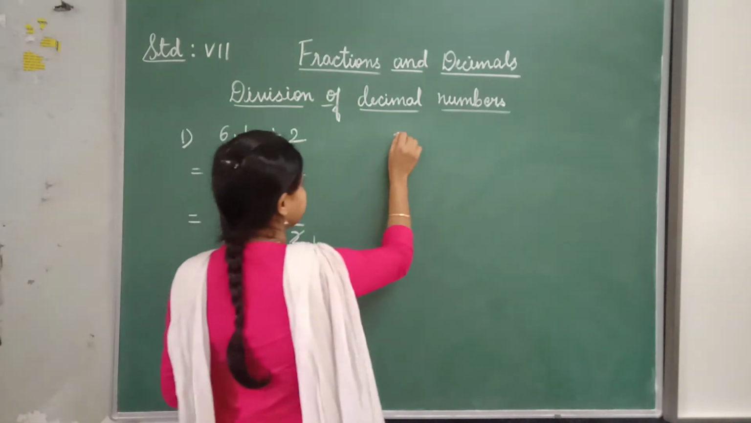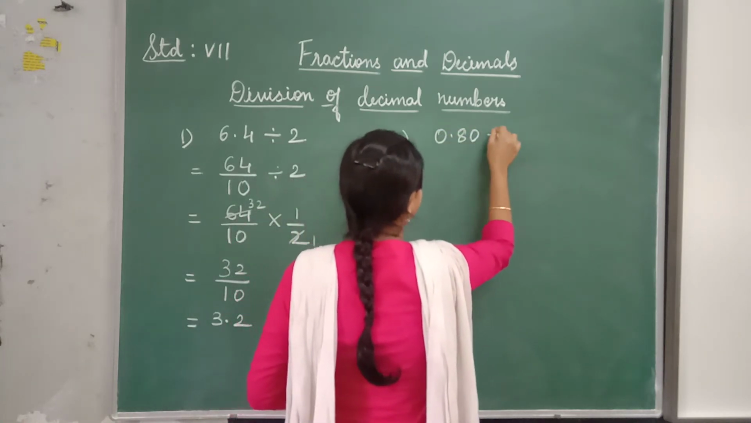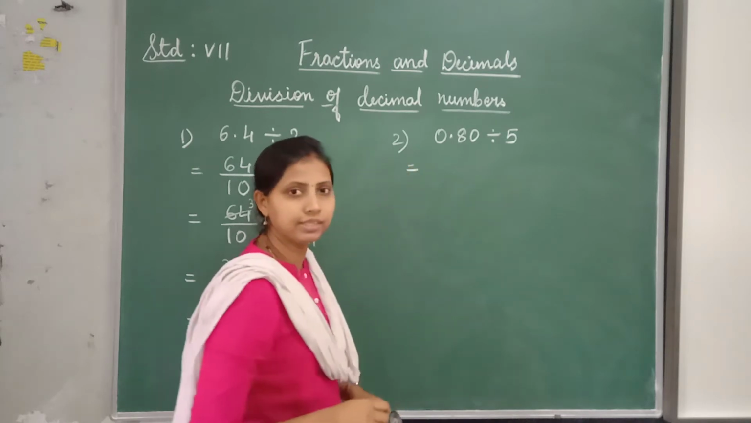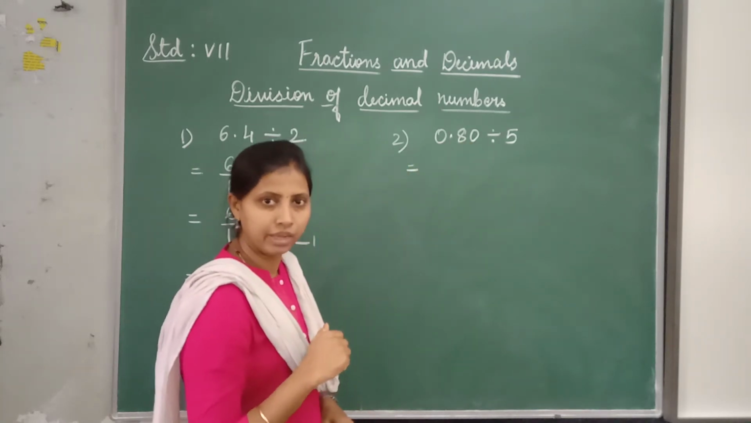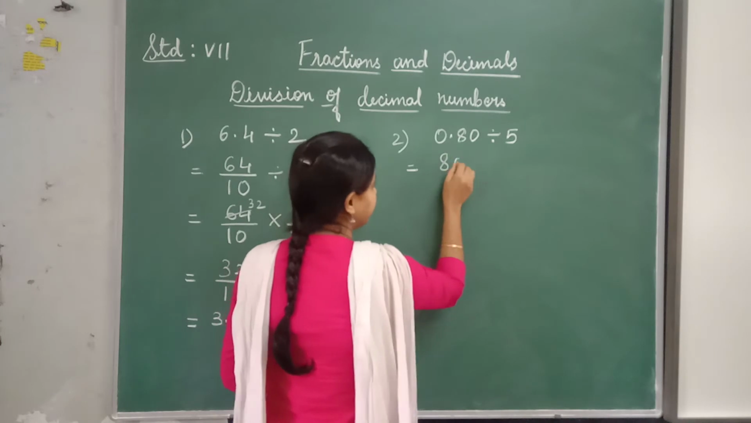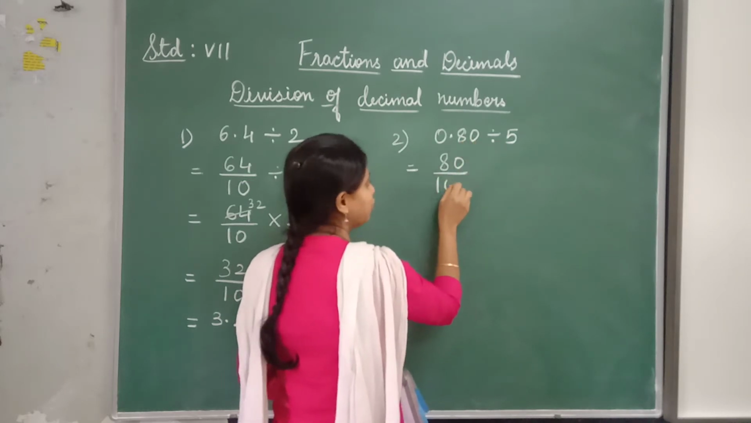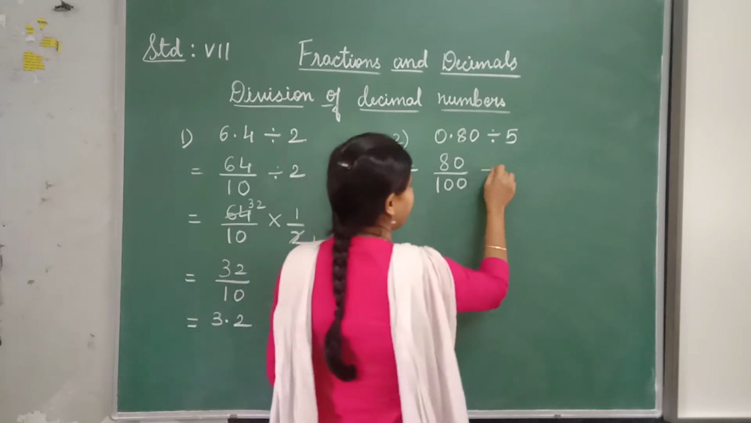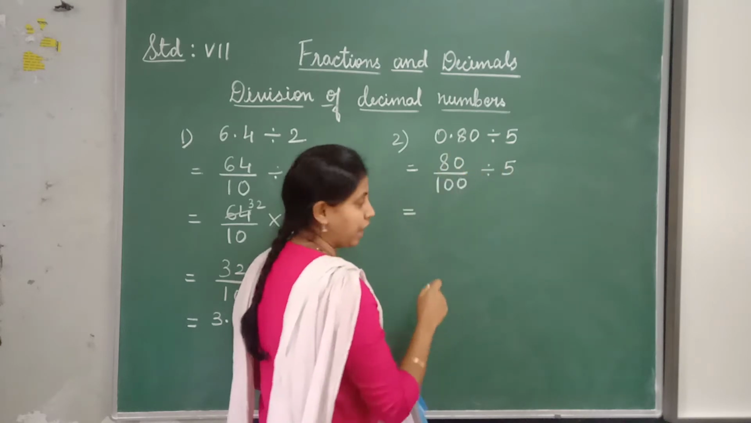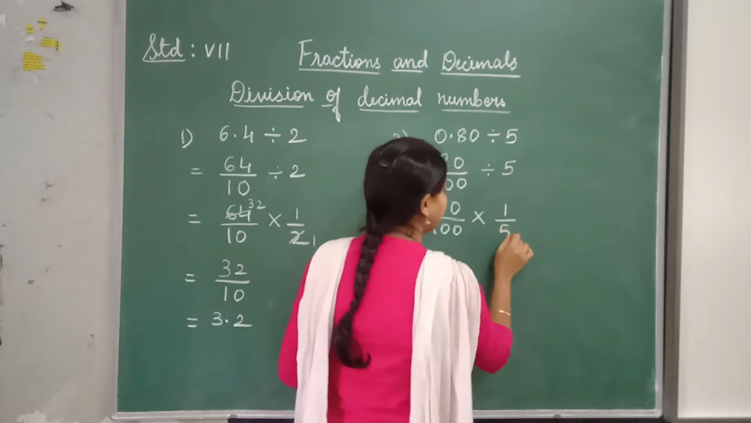Let's take one more example. 0.80 divided by 5, a decimal number and a whole number. The first step is to convert this decimal number into fraction form. After the decimal point how many digits are there? 2 digits. So it will be 80, the digits remain the same, upon 1 and 2 zeros. It is 80 upon 100, divided by 5 as it is. Then in the next step, 80 by 100 multiplied by the reciprocal of 5, which is 1 by 5.